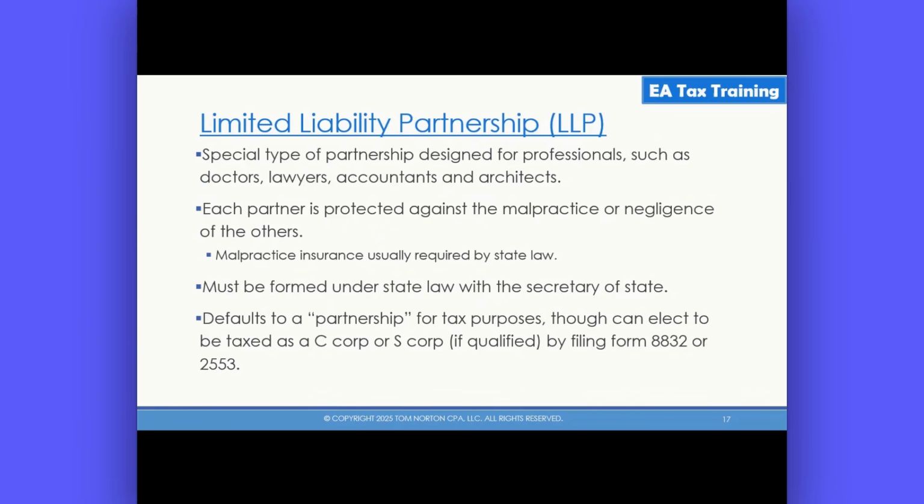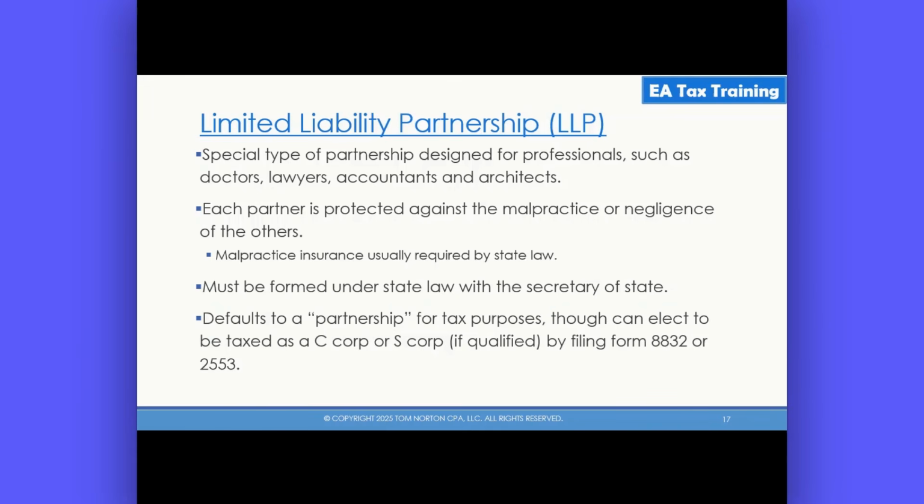Next entity is a limited liability partnership. So this is a special type of partnership designed for professionals such as doctors, lawyers, accountants, and architects. For this, each partner is protected against the liability for the malpractice or negligence of the other partners.